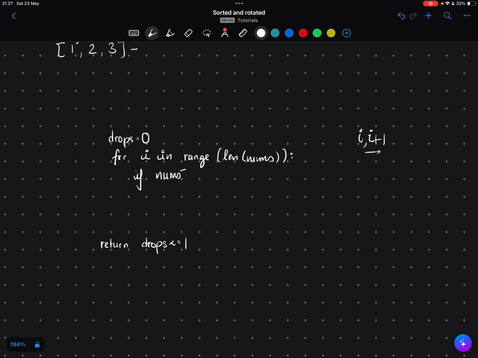That's literally it. So all we need to do is compare nums[i]. And when is it a drop? Well, the one that is after us is less than us. So we are greater than nums[i + 1], right? And like I said, we had to check it in a circular fashion as well, right?